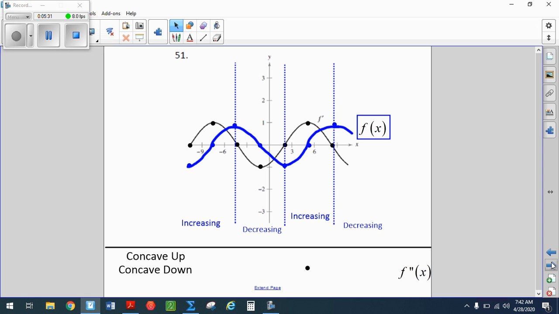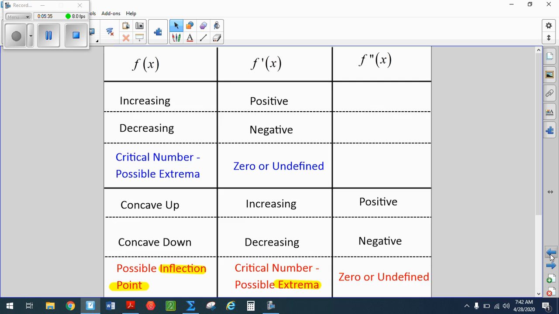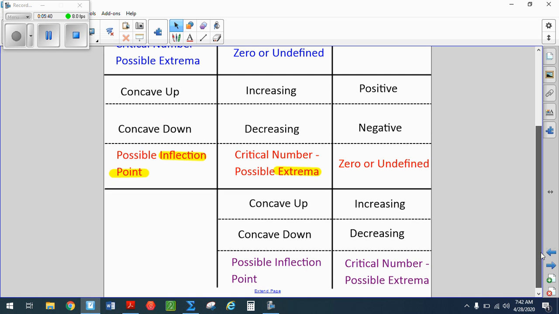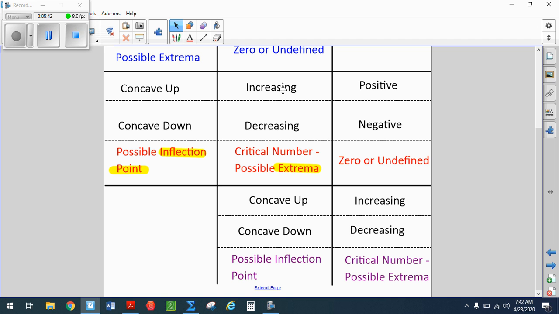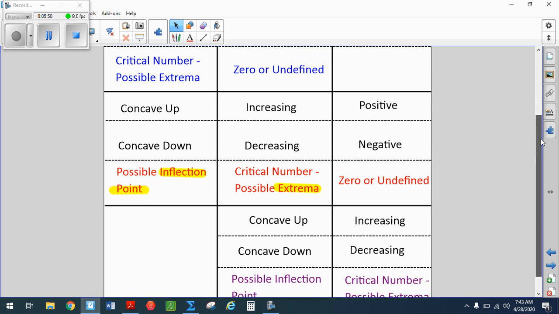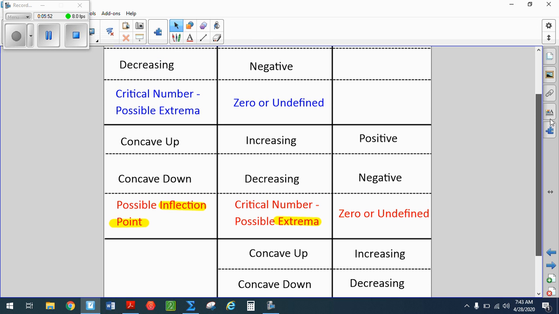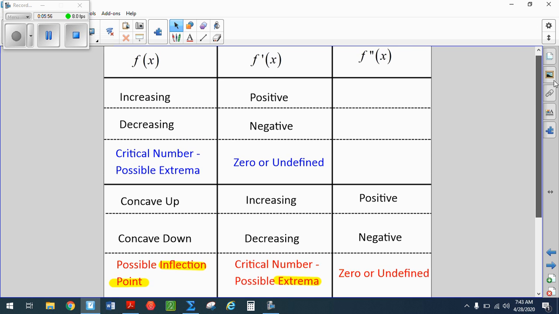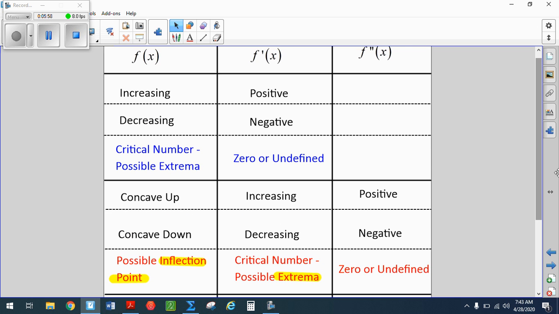So, second derivative. It's going to be another sinusoidal curve. We can look at where my derivative is increasing and decreasing, or I can look at the critical numbers. I know that those are going to be zeros. So the extrema of the derivative are going to be zeros of the second derivative.